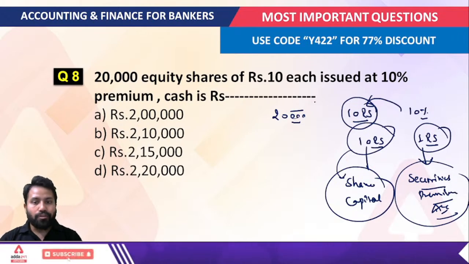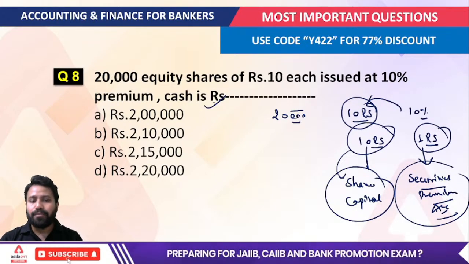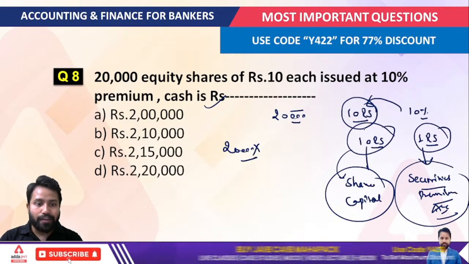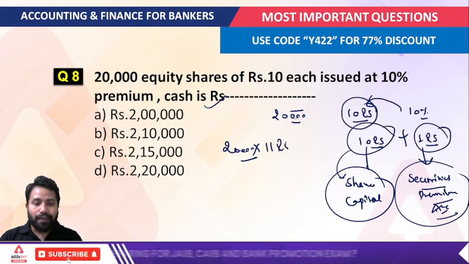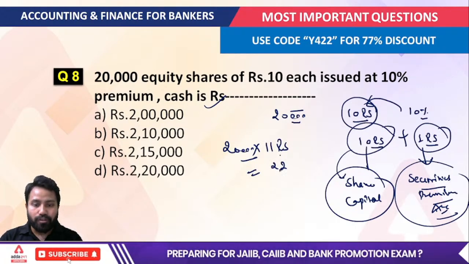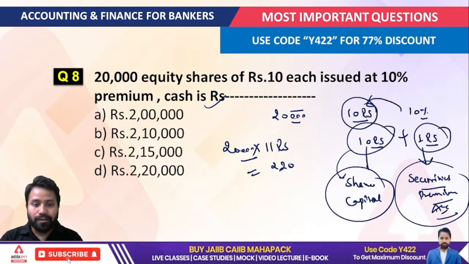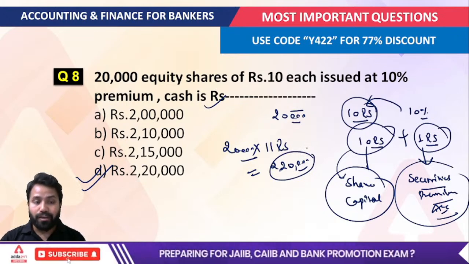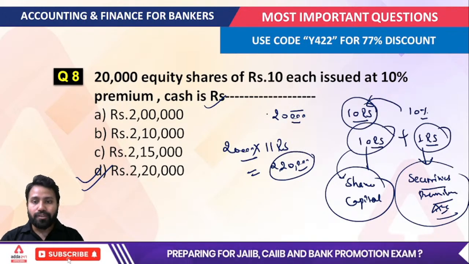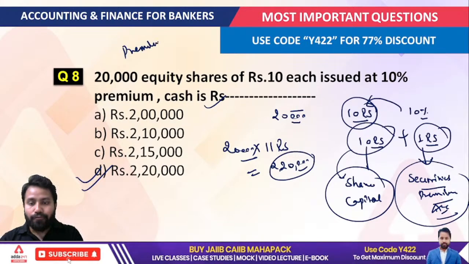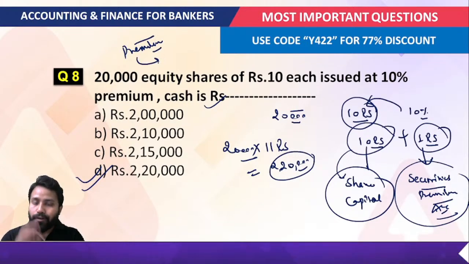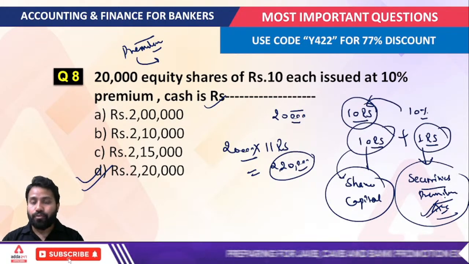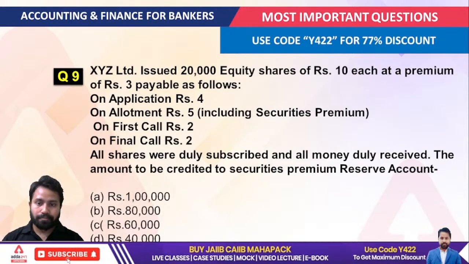Now when we talk about the total amount received by the company, you will calculate with 11 rupees, like 10 rupees plus 1 rupee, that is 11 rupees. So the correct answer would be 2,20,000. The correct answer would be the last option. This is a very important thing you have to understand. Whenever you get a question on premium, it will always be carried into the securities premium account, not the share capital account. This is important.